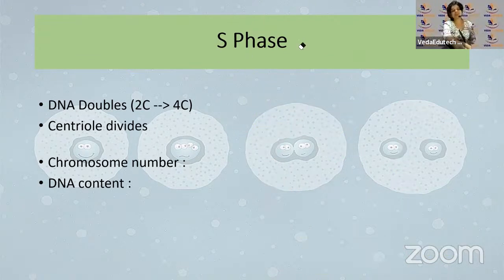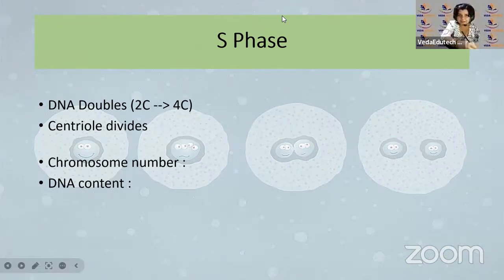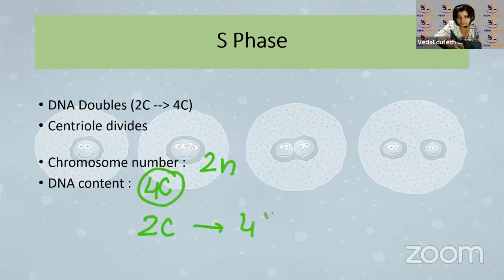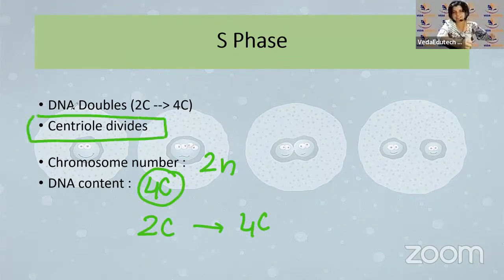It's okay. So here in S phase, what has happened? Chromosome number has stayed the same. Chromosome number is still what? 12. But what has changed? The DNA content has changed. So we say DNA content is now 4C, and it has changed from 2C to 4C. Now this change happens in S phase. Also, another thing that happens is that the centriole or centrosome divides in the cytoplasm.